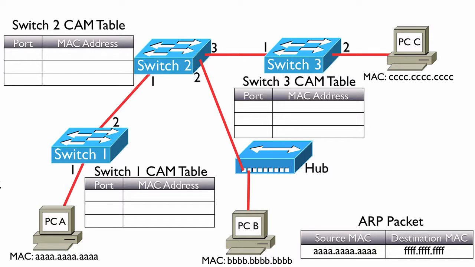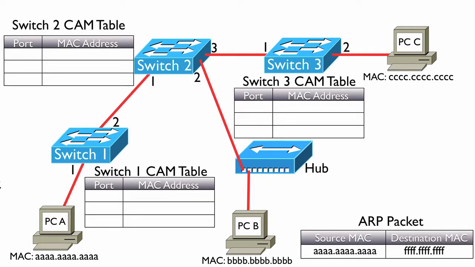It's all F's. And the all F's MAC address is a broadcast MAC address. There will never be a device on your network, like a PC with a network interface card, that has an all F's MAC address, so it will never be learned by a switch.